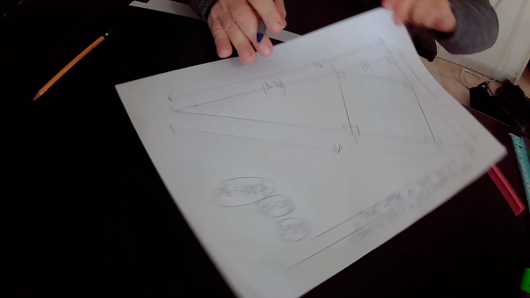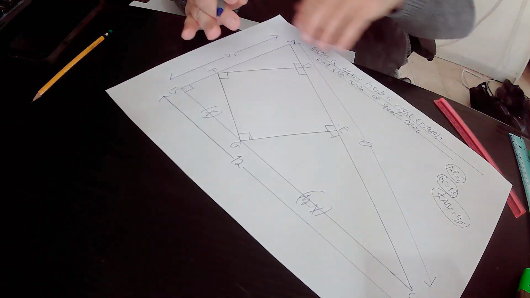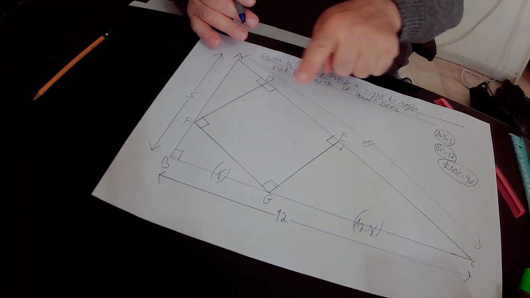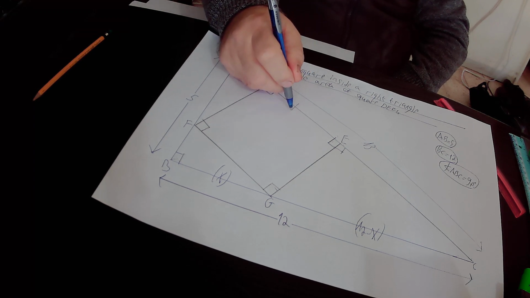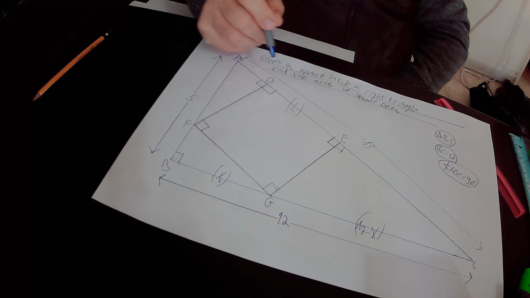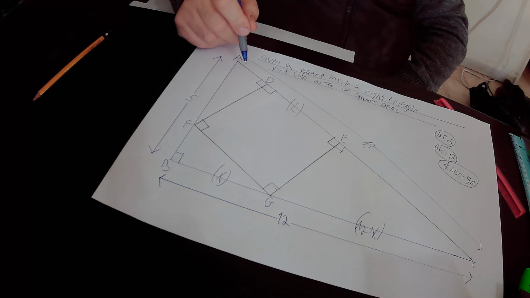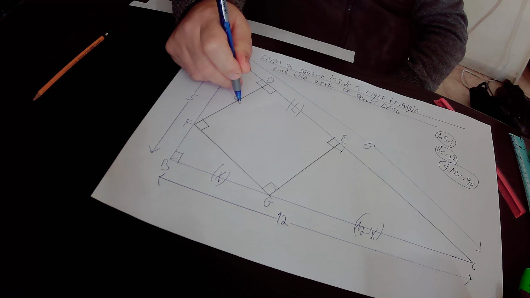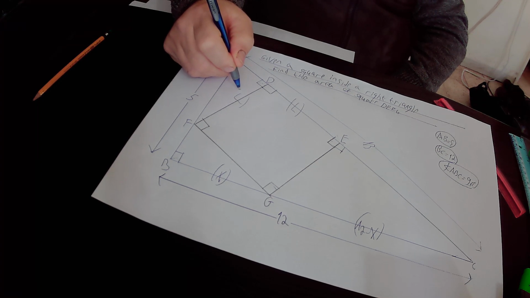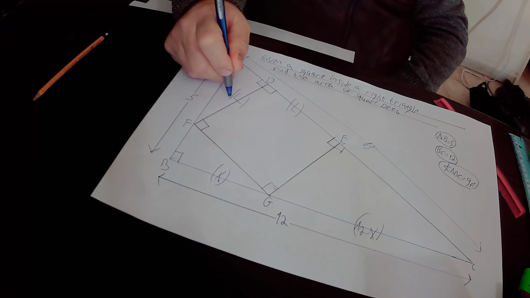We define the length of one side of this square DEFG as L. Therefore, all the other three sides must also be equal to L. Why? Because in any square, all the sides are equal to each other.